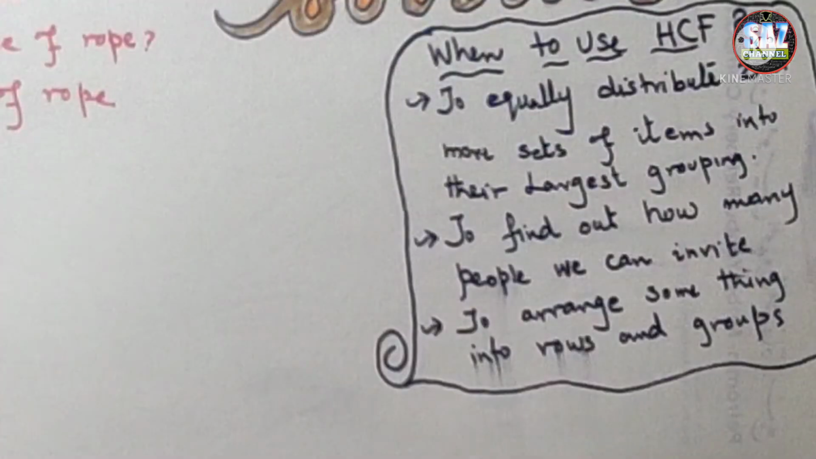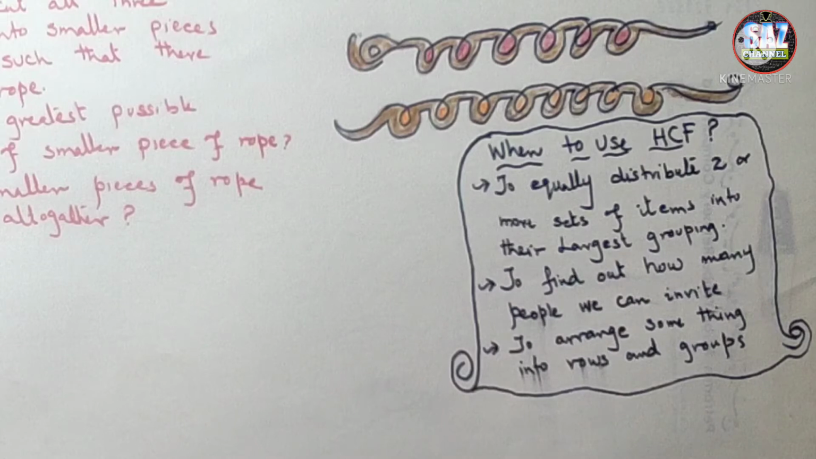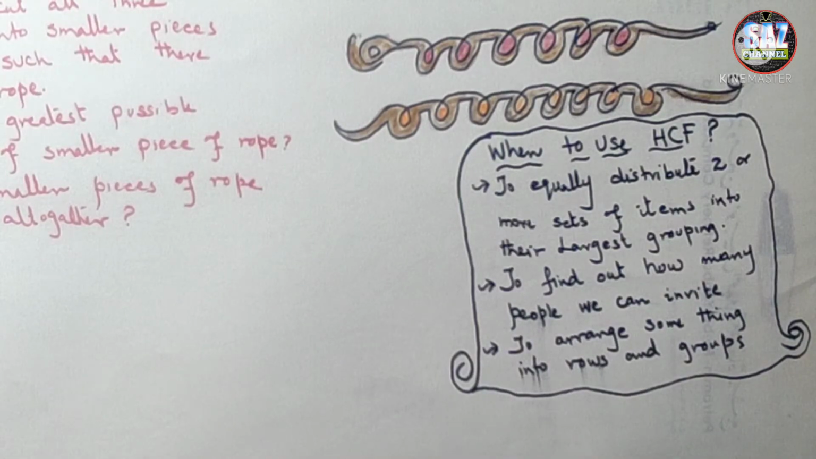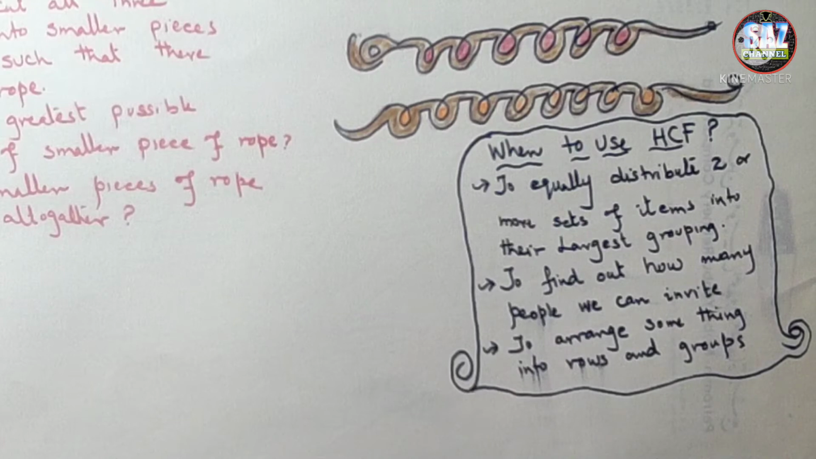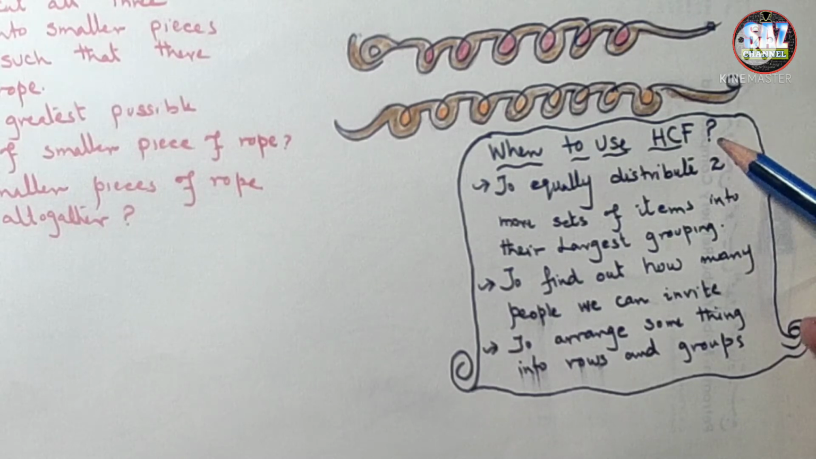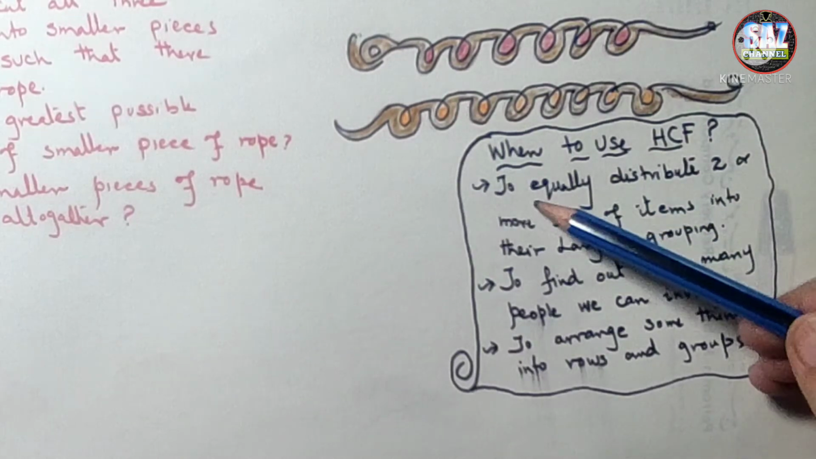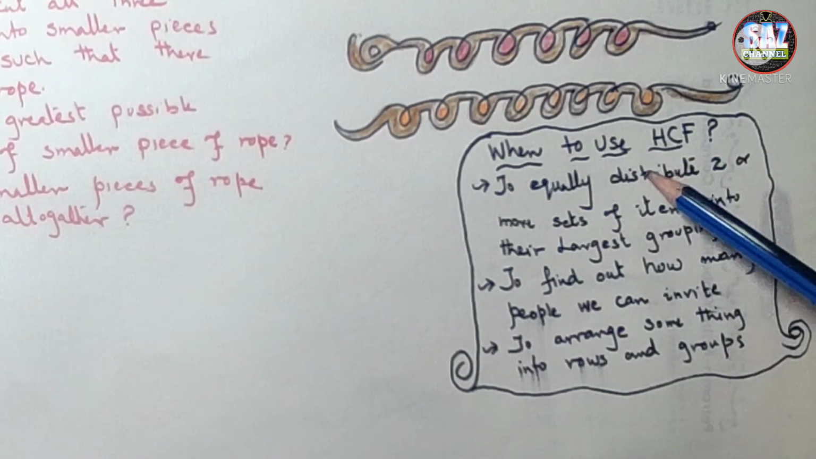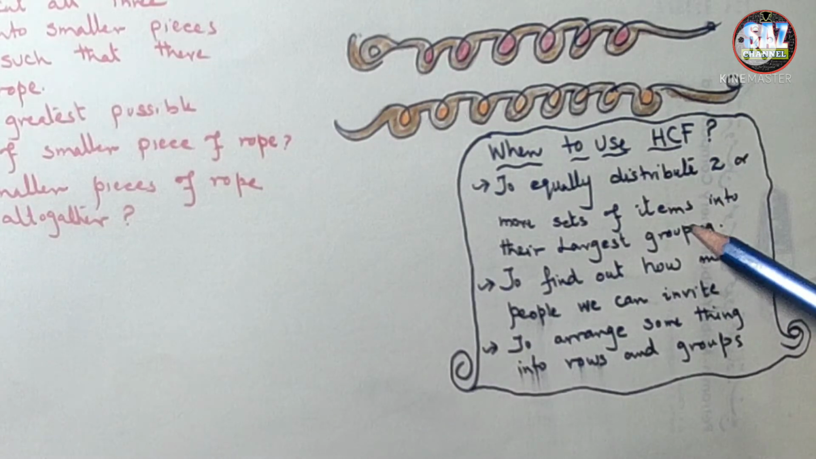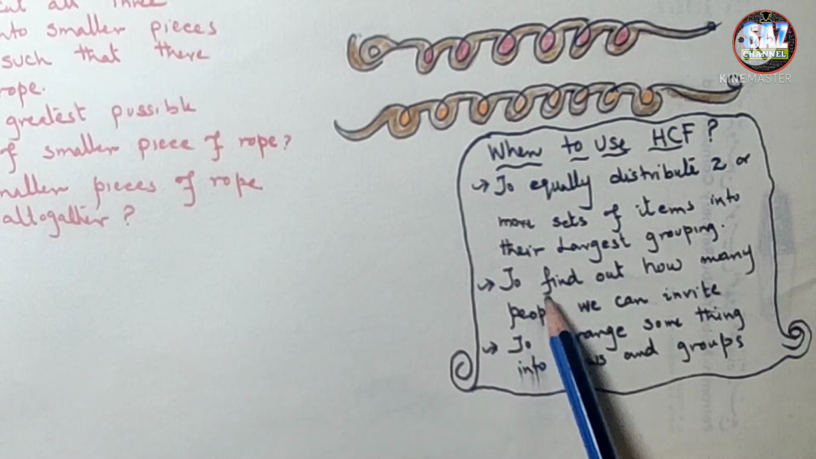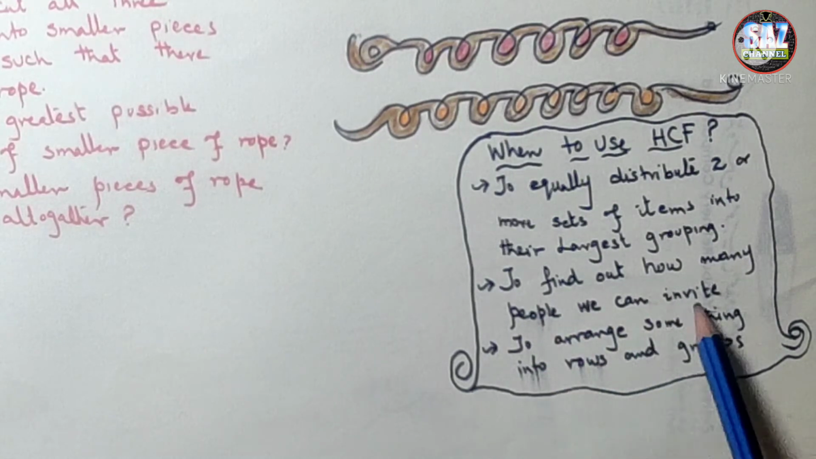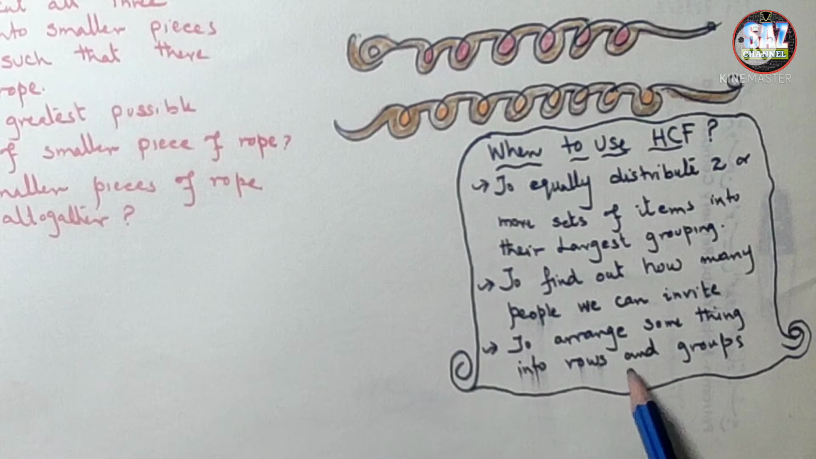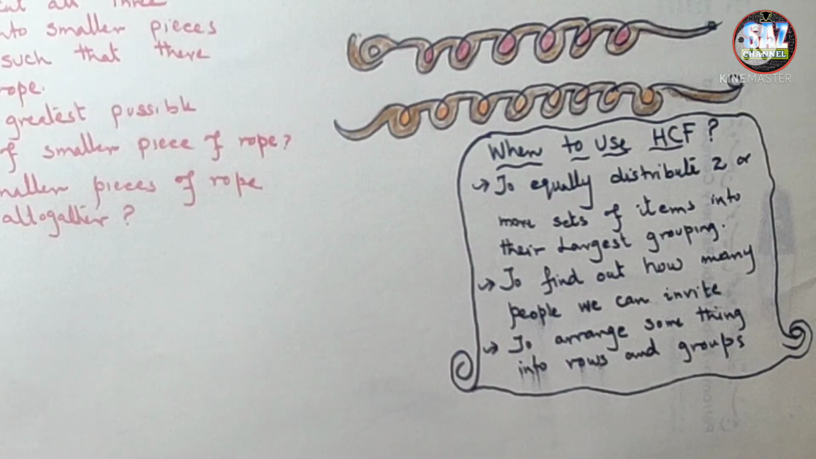Before going to the solution of the question, it's really important to understand that when to use and apply HCF and when to apply LCM. It's really important to keep some key points in your mind, that when we need to use HCF, the requirement has to be that we want to distribute 2 or more sets of items equally into their largest group, and or the situation is that we need to find out how many people can we invite, or to arrange some things into rows and groups. So these are 3 important points that we have to keep after reading the question.